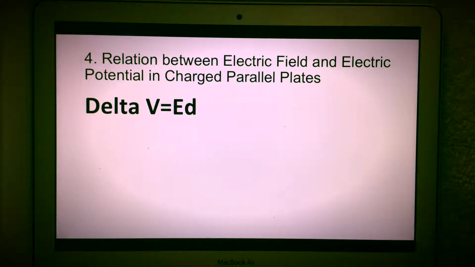Number 4, relation between electric field and electric potential in a charged parallel plate. So delta V equals E times d. V is the potential, E is the electric field, d is the distance. Because between the two parallel plates, the electric field does not change, as the distance increases, the potential increases. It's a linear proportional relationship.